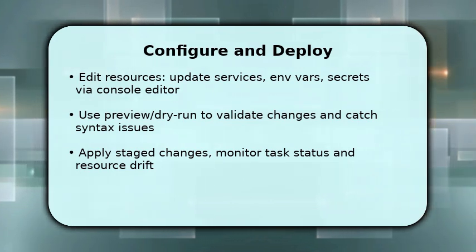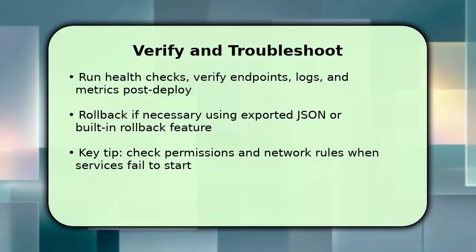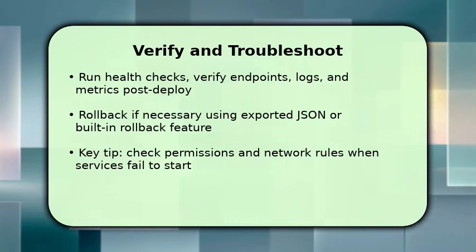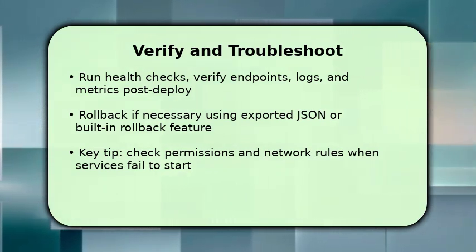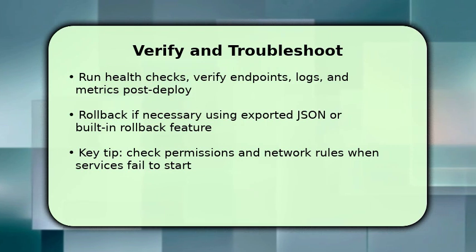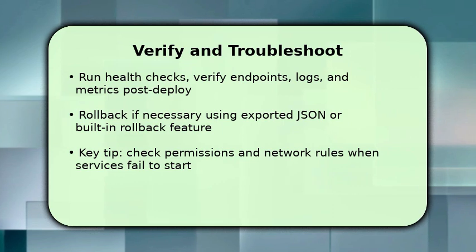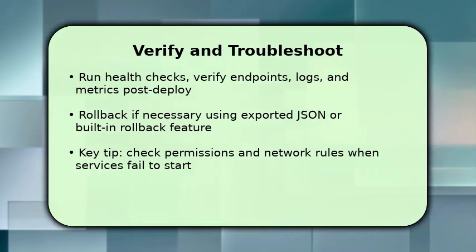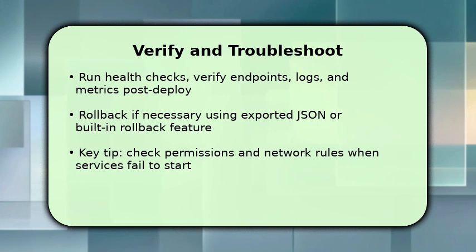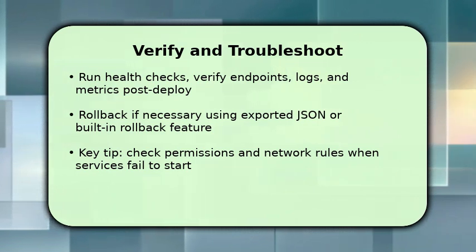You finish by verifying health checks, endpoints, logs, and metrics so you confirm the system behaves as expected. Once confirmed, document the change and update runbooks to capture lessons learned. If something fails, roll back using your exported JSON or the console's rollback feature to restore the prior state quickly.